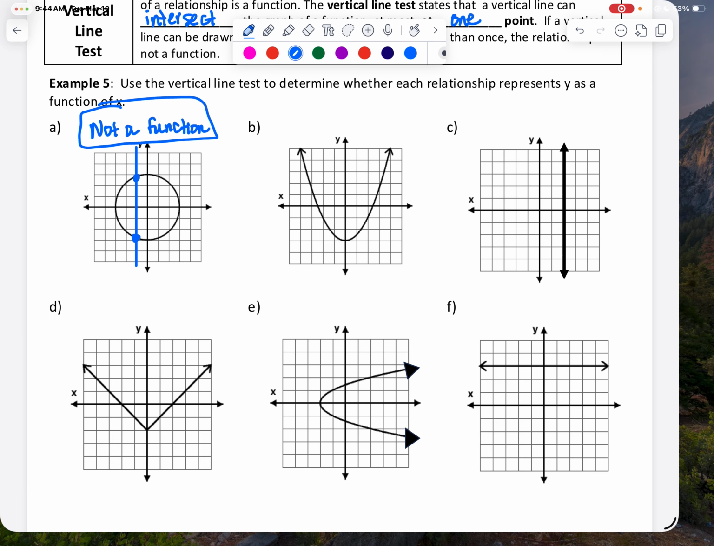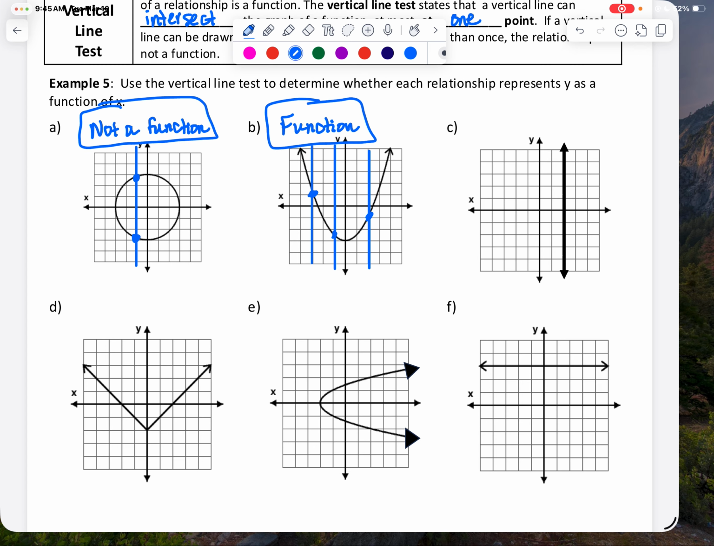All right, let's look at our next graph. Here we have a U-shaped graph. Now, let's draw a vertical line here. What if I drew the vertical line right here? Notice it only intersects one time. Let's say I drew it right there. It only intersects one time. Maybe I draw one here. Only intersects one time. So everywhere I try a vertical line, it only intersects one time. So this one is a function.